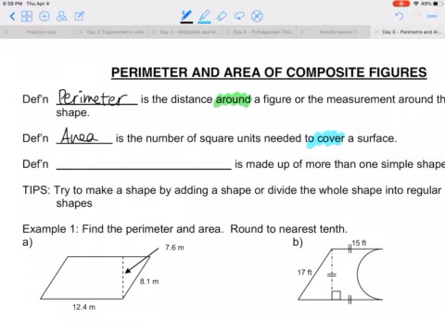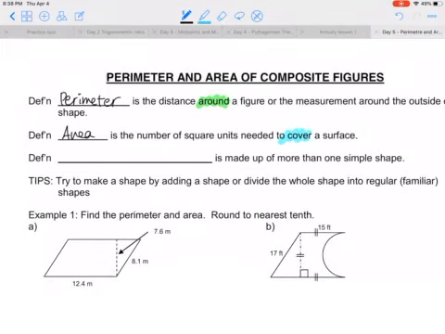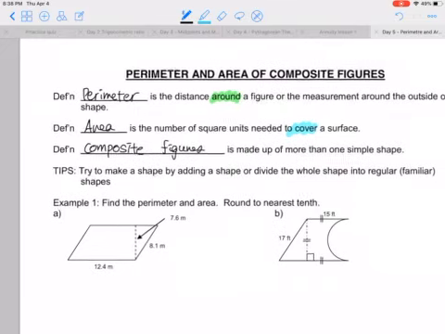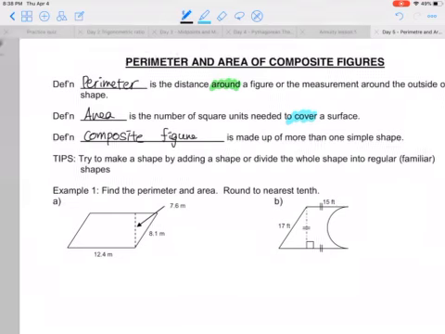So these two should be very familiar to you since we've been dealing with them since probably grade 3, maybe grade 4, right? Now the next one is something that is made up of more than one simple shape. So in this case, it means composite figures or composite shapes. Now, tips: try to make a shape by adding a shape or divide the whole shape into regular or simple shapes. Okay, so take a look at the first one.